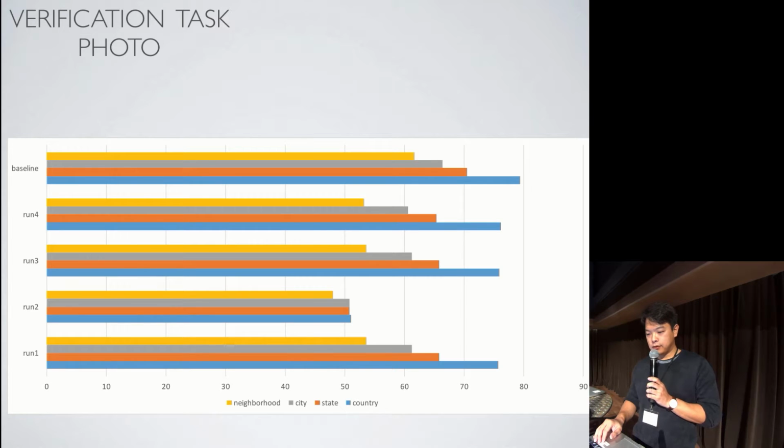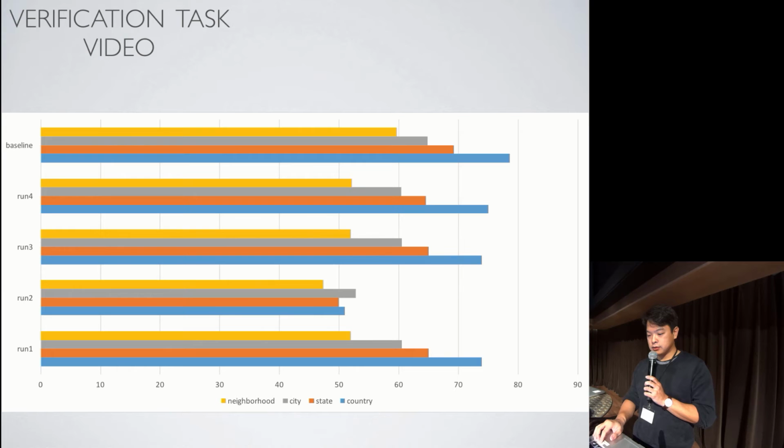And for the verification task, we switched the labels in 4 different ways. Remember, we had this place hierarchy of neighborhood, city, state, and country, and we switched one of them with a 25% chance respectively, and then we tried to see how those affect the accuracy of the verification. And yes, indeed, it is much easier to verify whether it's the right country or not. So nothing very surprising. And for the video, similar results.